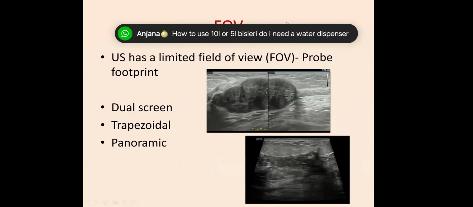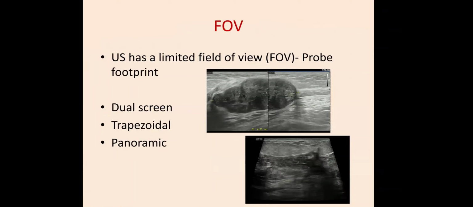Now coming to field of view. In the starting, we had seen the depth. Now we will see the field of view, the width of the scanning area. Ultrasound has a limited field of view, which means it is limited to the probe footprint. This is the probe, and you can see only this much; you can't see beyond that. So what you can do, especially when you have a large lesion and you want to capture the entire lesion size.